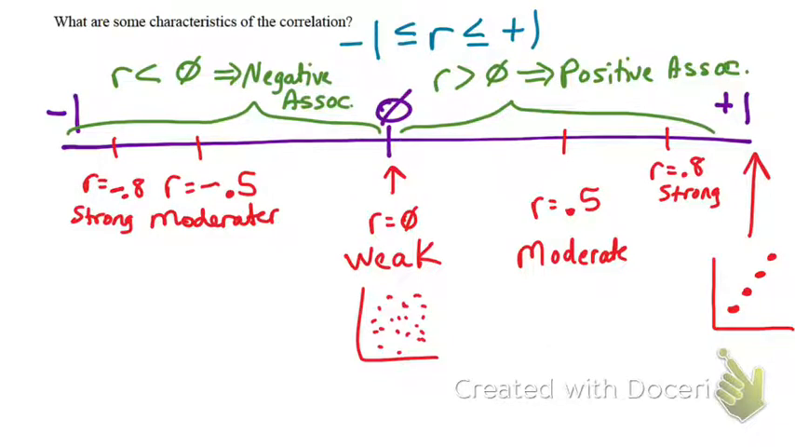What's the graph going to look like if r equals negative 1? It's going to look like a downward slope. Yeah, we've got perfectly lined up dots that go negative. So, again, the sign tells you the direction. The value of r tells you the strength.